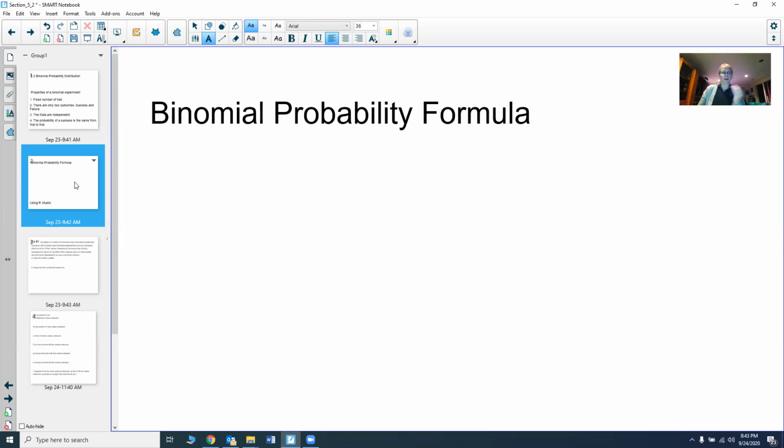And that binomial formula, I'm going to write it down. We will never use it. It's really a difficult formula to work with, so we won't ever use it. But I wanted to write it down so you can see what the formula looks like.